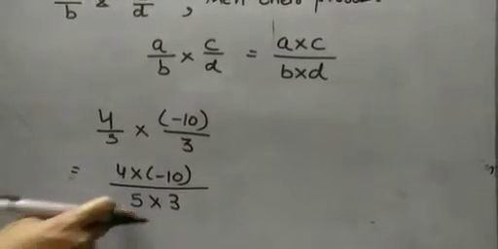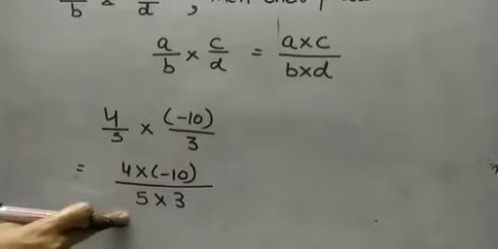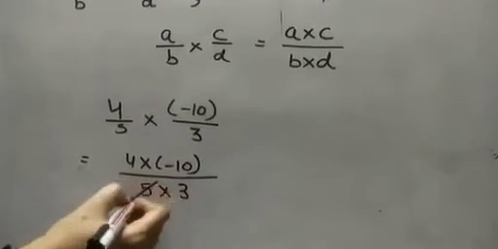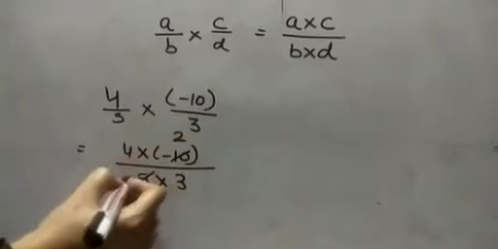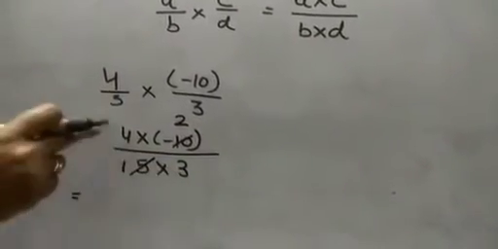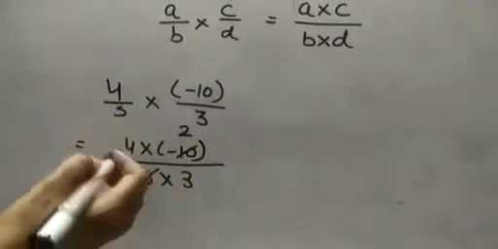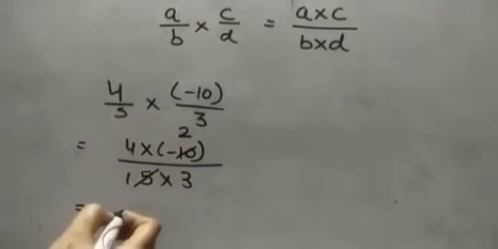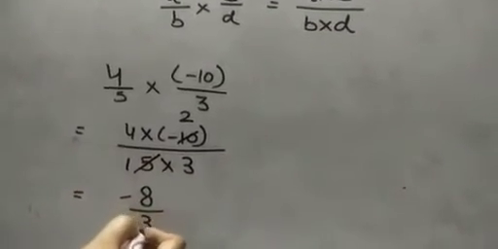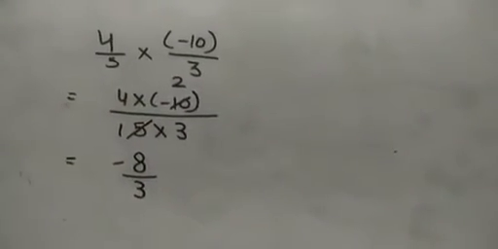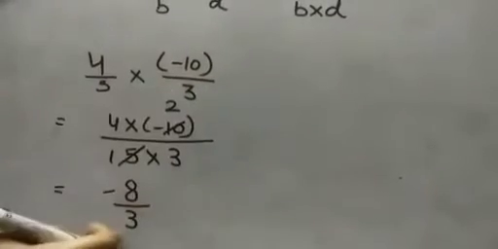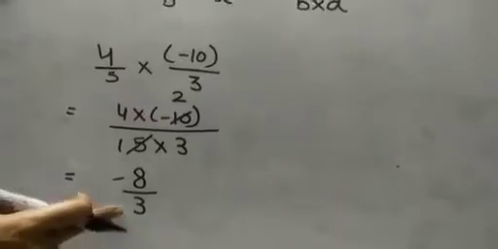If any number in the numerator and the denominator is divisible by the same number, like 10 is divisible by 5, so we'll cut: 5 2s are 10, 5 1s are 5. No other number is divisible. So now we multiply 4 by minus 2, which is minus 8, and 3 by 1, which is 3. What we conclude from here is that the product of two rational numbers is a rational number itself.